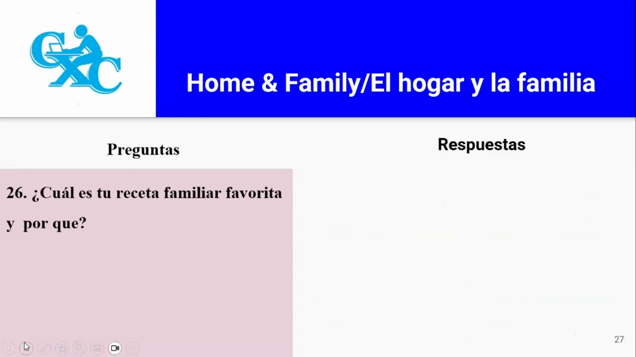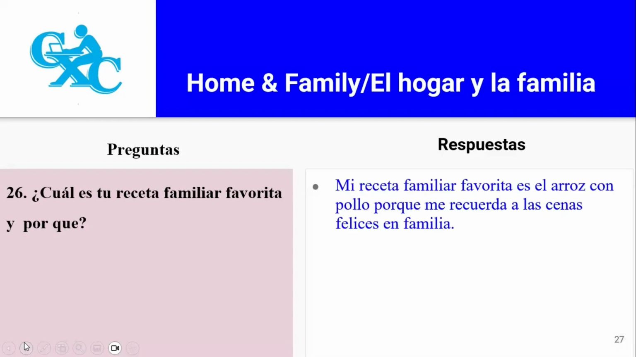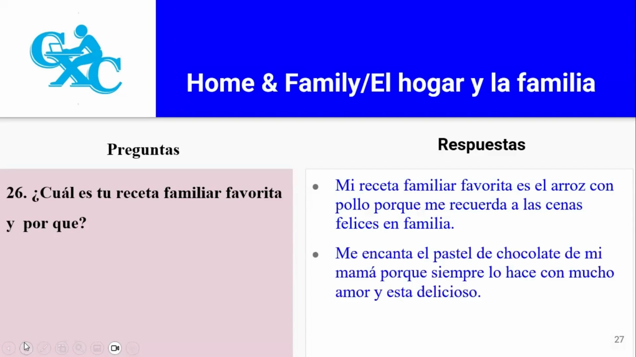¿Cuál es tu receta familiar favorita y por qué? Possible response. Mi receta familiar favorita es el arroz con pollo porque me recuerda a las cenas felices en familia. All right, muy bien. Another response could be, me encanta el pastel de chocolate de mi mamá porque siempre lo hace con mucho amor y está delicioso.